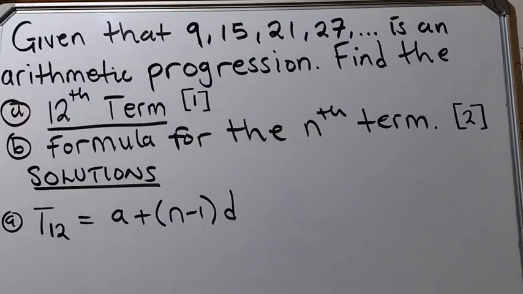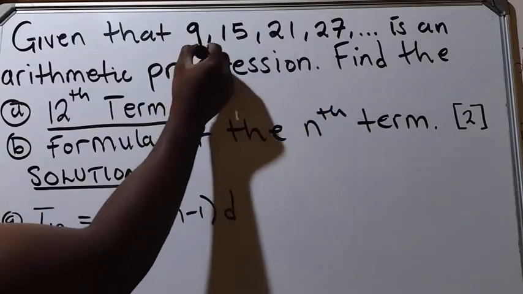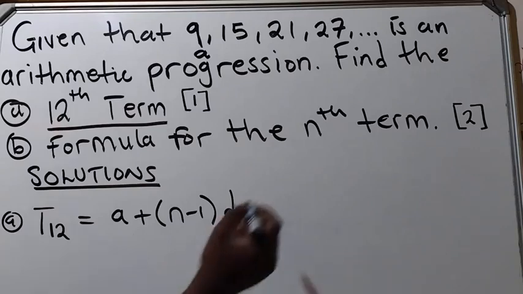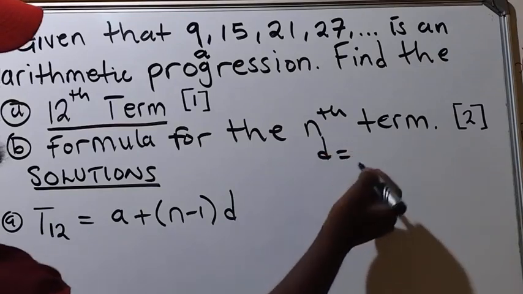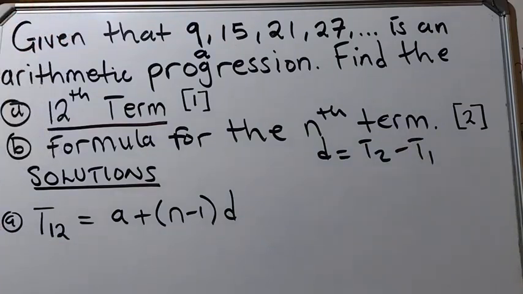So here you must understand that A simply stands for the first term. So you have 9, 15, 21, 27. A is this term, which is 9. Then D is the common difference. Since we are looking at an arithmetic progression, AP, how do you find the common difference? The common difference under AP is found by getting the second term, then you take away the first term. That is how we find the common difference.